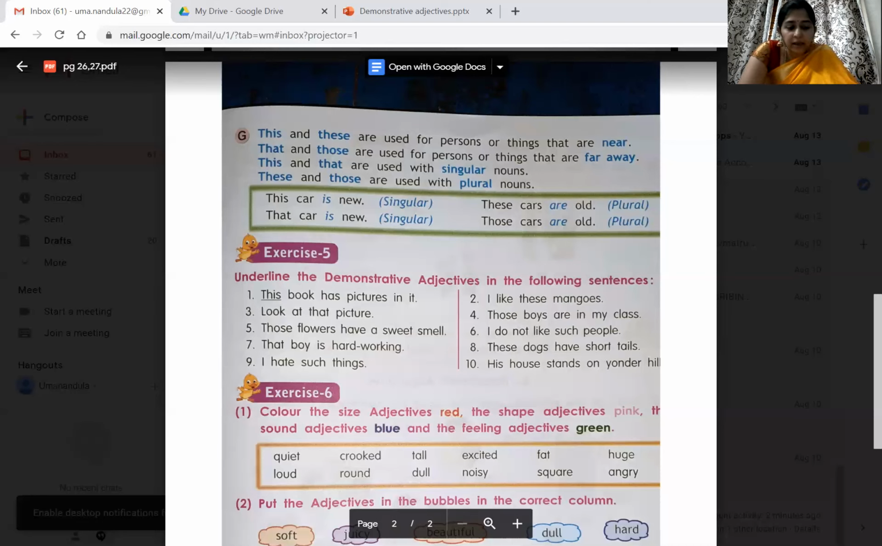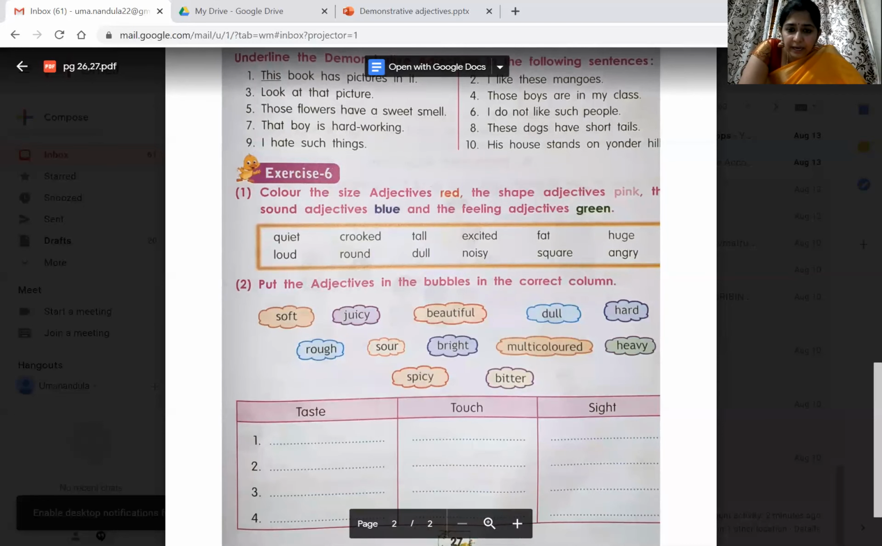Okay. So fine. Now, I'll go for exercise 6. Color the size adjectives red, the shape adjectives pink, the sound adjectives blue, and the feeling adjectives green. Some words are given: quiet, crooked, tall, excited, fat, huge, loud, round, dull, noisy, square, angry. If I take quiet, it comes under sound adjective, so you have to highlight it with blue color. You can highlight it with a crayon. Don't use sketch pens, children.